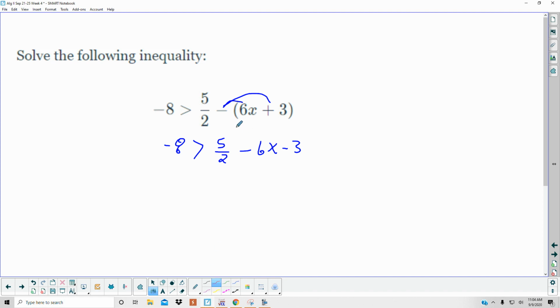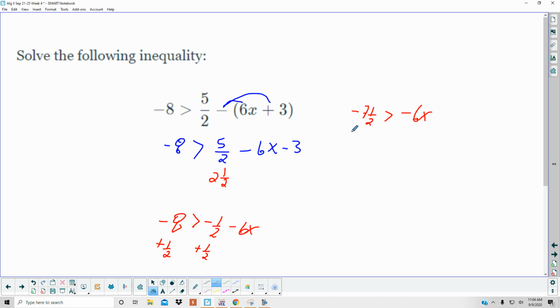I'm going to think of this as a 2 1/2, so I can do this math in my head. 2 1/2 minus 3. So negative 8, whoa, that's a bad 8 again, is greater than 2 1/2 minus 3 is negative 1/2 minus 6x. I need to bring this half to the other side, so I'm going to add a half to both sides. Negative 8 plus a half would be negative 7 1/2 is greater than negative 6x. Okay. The slate's giving me more trouble than I expected.